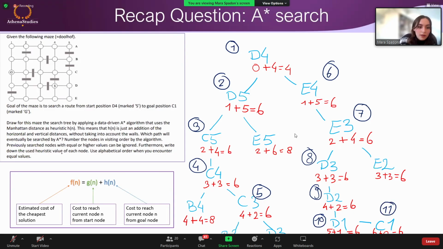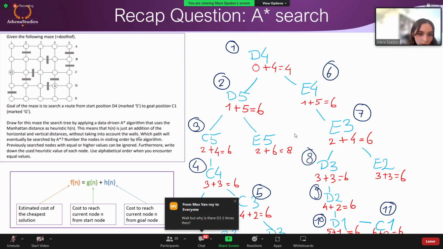And now the final question is, which path will eventually be searched by A star?